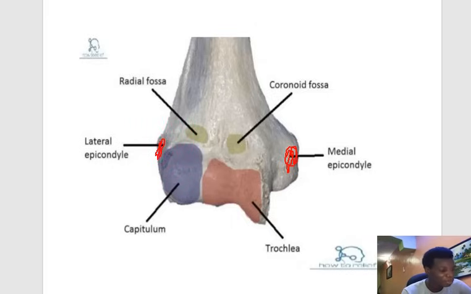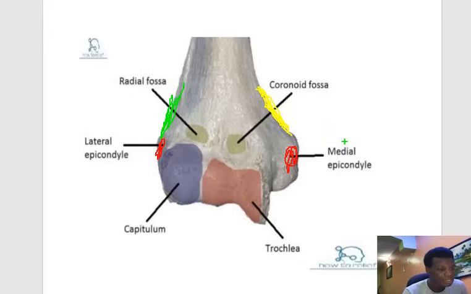But very important now, I want to draw your attention to the epicondylar ridges. Right here is called the medial supraepicondylar ridge, while on the lateral end here we have the lateral supraepicondylar ridge. They are very important points for muscle attachment.